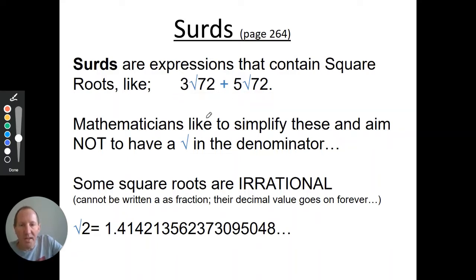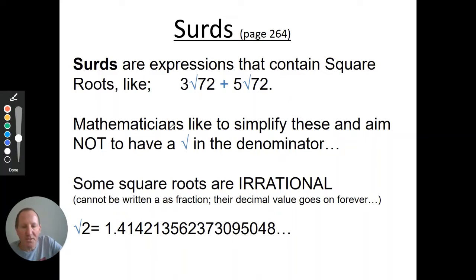Here we are looking at surds. That's chapter 13, section 3, the last section of this chapter. And a surd, as I said at the start, is a mathematical expression that's got square root signs in it. This is 3 root 72 plus 5 root 72. That's how we read those.